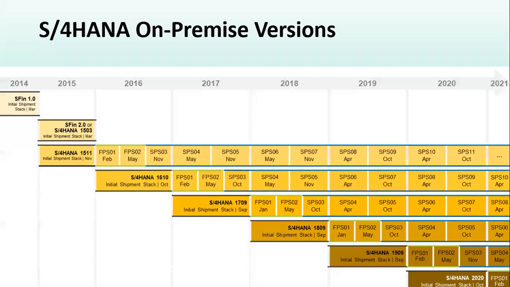So you can see what version was released. You can see 1511. What does 1511 mean? You said S/4HANA was fully implemented in 2015, so 1511 means November 2015, when this version was released. And 1610 means October 2016. Now it is September 2017. Each and every version comes like that. Now it is 2020. Clear?